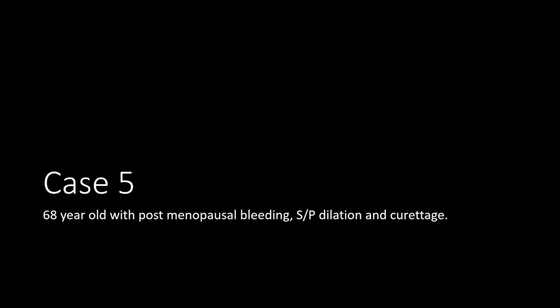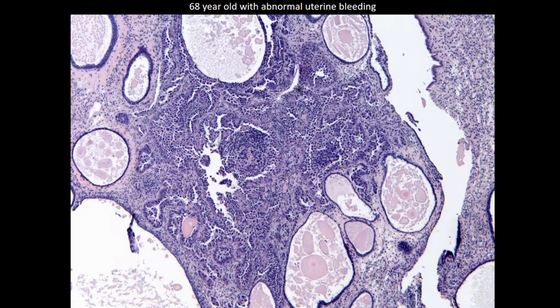Do not rely on single stains to make your diagnosis. This next case, and I will never forget this one, a 68-year-old with postmenopausal bleeding. She had a dilation and curettage, and there was an endometrial polyp. As you can see, kind of the traditional polypoid glands on the top left. You've got that nice fibrous stroma.